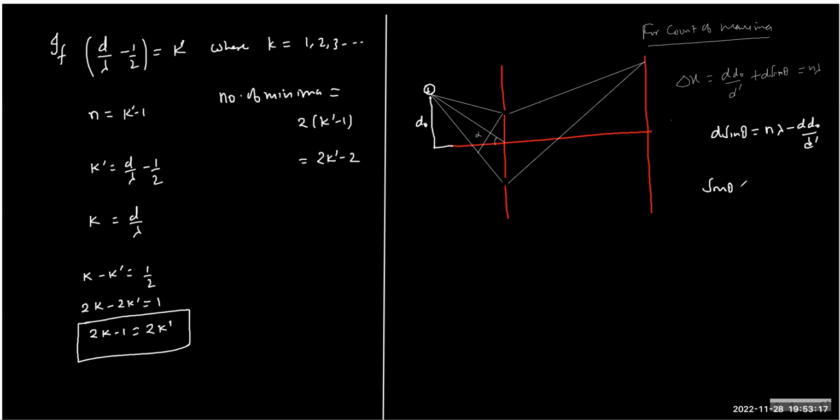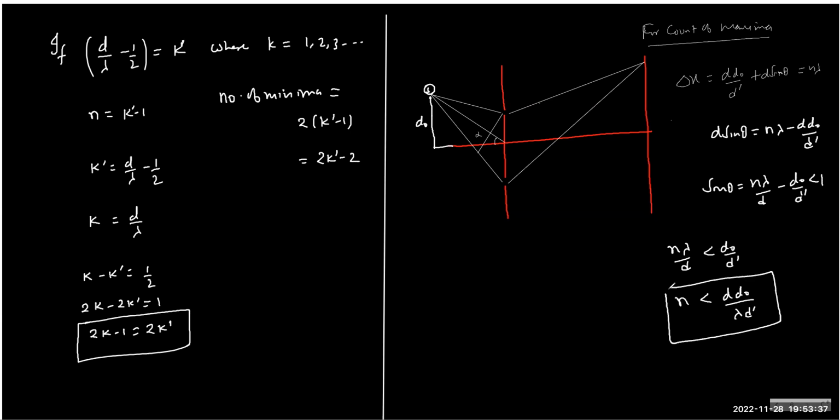So sine theta is how much? And this is less than 1. Again, the same theory. So n lambda by d is less than d naught by d dash, which means n is less than d naught by lambda d dash. Simply. Understood?